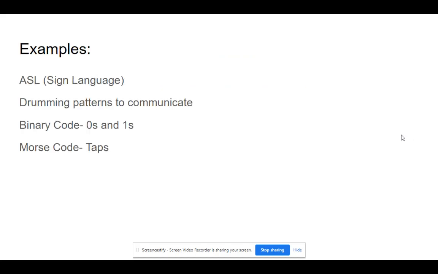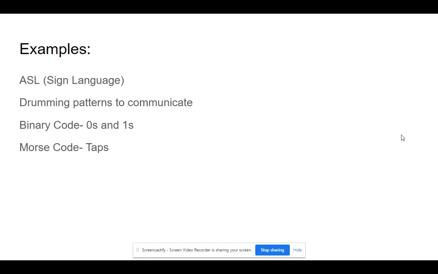The first example I want to talk about is ASL. This is what we call American Sign Language. There, of course, is sign language for other languages as well. But this pattern uses different hand motions and arm motions in order to communicate for people who are deaf or are hard of hearing. So that is a pattern that people have come up with in order to continue to communicate without speaking.